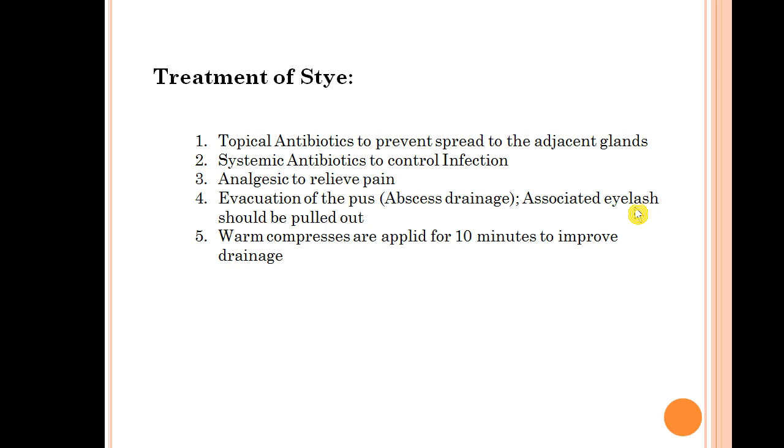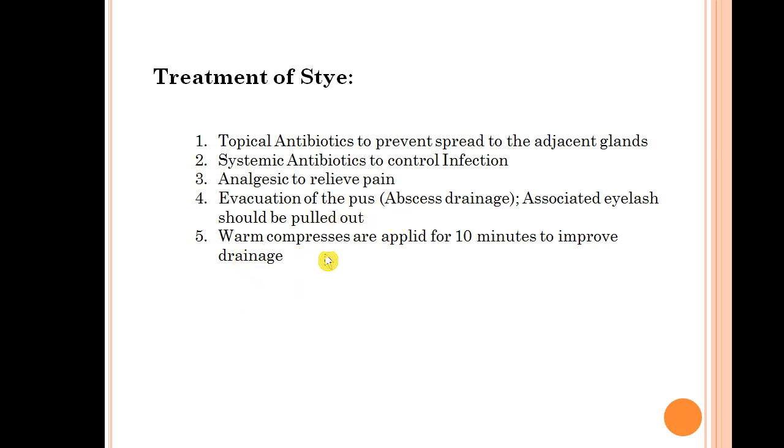the associated eyelash where the pus is present should be pulled out, because you know that the gland of Zeis opens into the hair follicle, sorry, not into the shaft, so it opens into the hair follicle, and the pus is coming out from there. So if there is any eyelash at the base of which the pus is present, you pluck or pull out that eyelash so that the drainage of pus can be done.